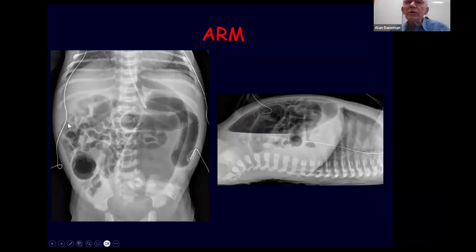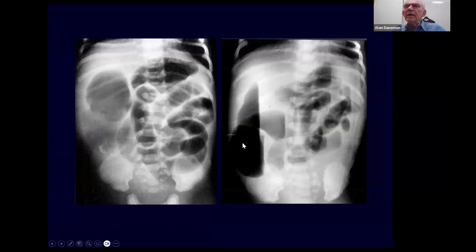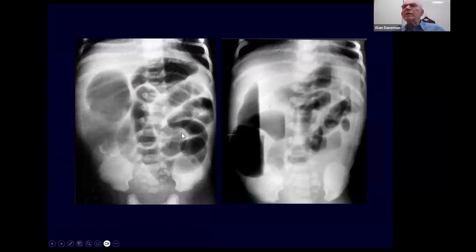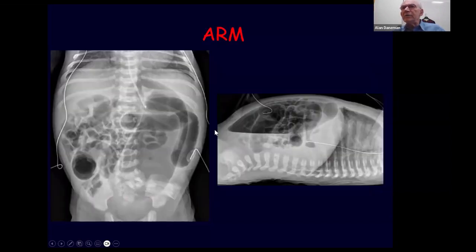Another one with diffuse distension, with one loop bigger than the others. And you can see it over here, this big loop with a very sharp air fluid level. So these two X-rays look different to this because this one has diffuse distension, while these two have one loop that is bigger than the others, but a very sharp air fluid level.